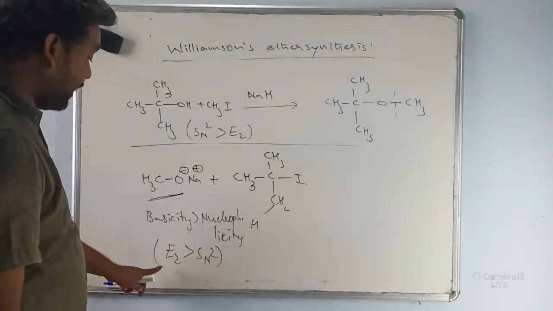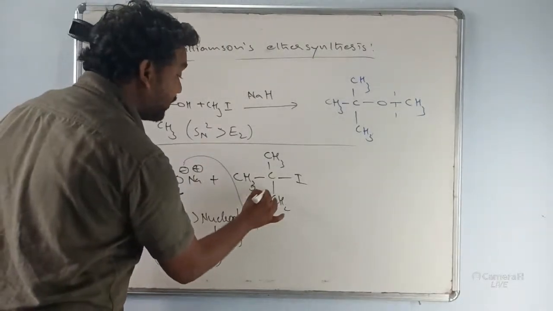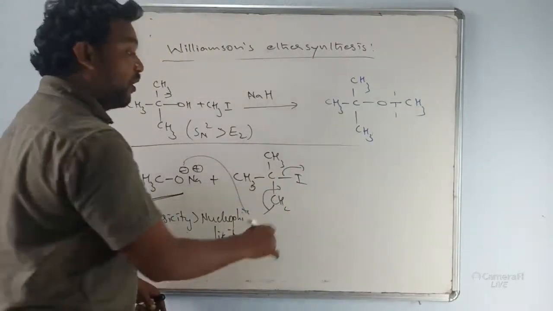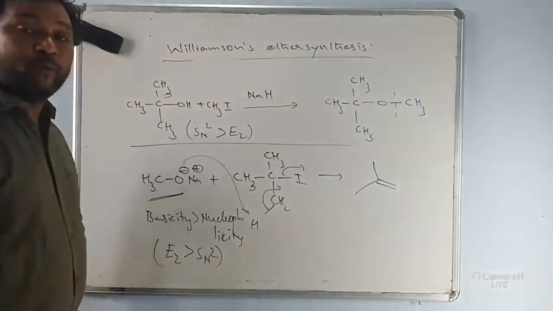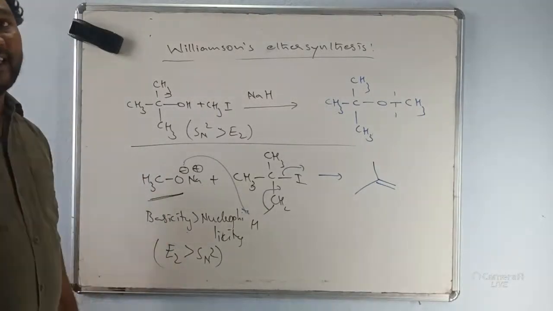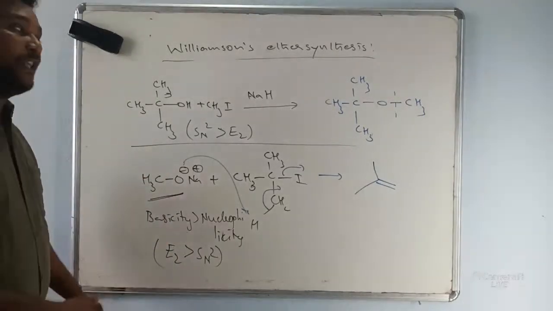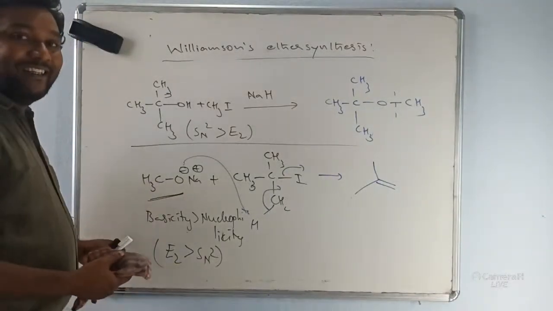So here what is happening? E2 elimination, so the reaction will take place like this. And here we are getting isobutylene. That is an important thing you must understand in the Williamson synthesis. This is the second case. And let me tell you some other cases also here.